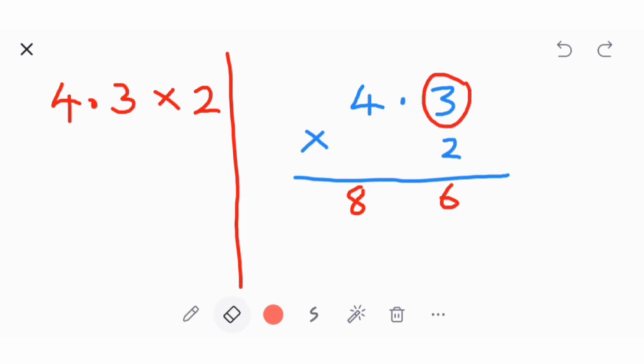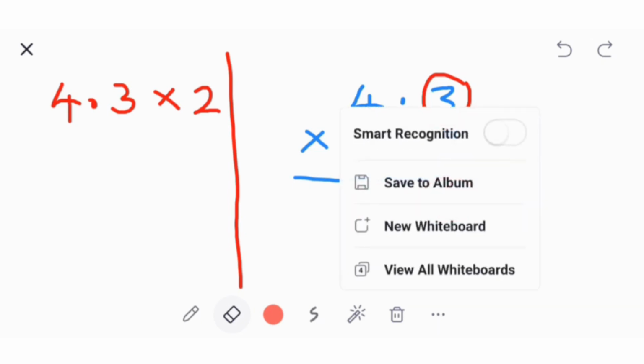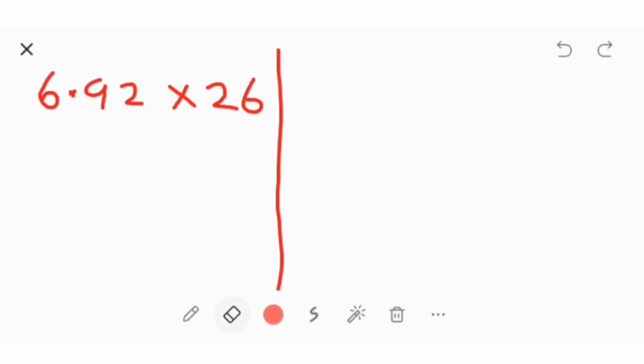Okay, so you go to your answer and count one digit starting from the right. So let's count one digit. You have 1, and then you put the dot. So the answer is 8.6. Let's look at the next one. You have 6.92 times 26.